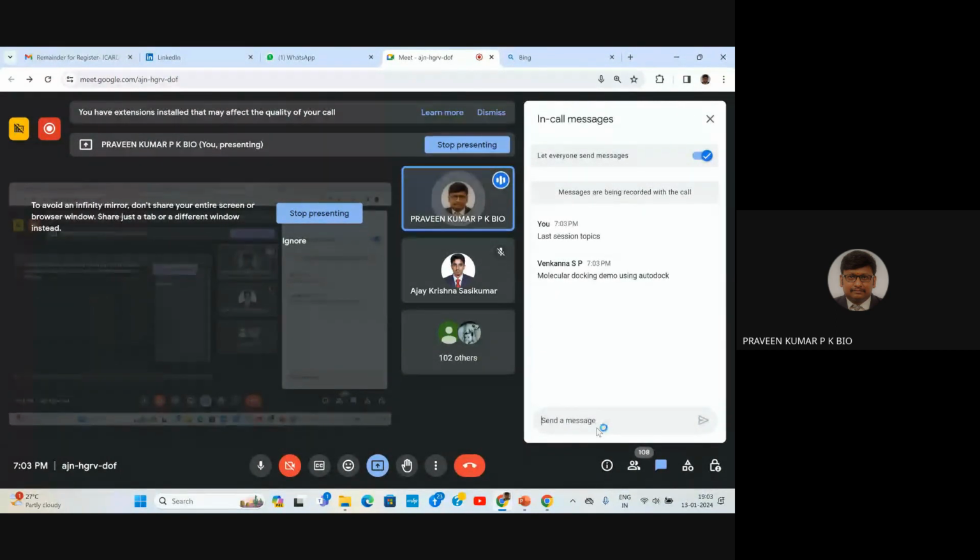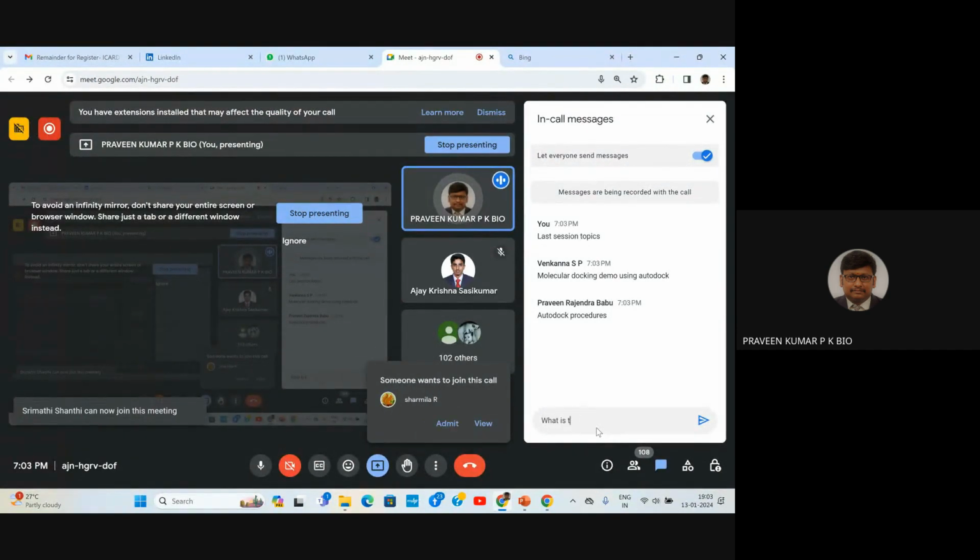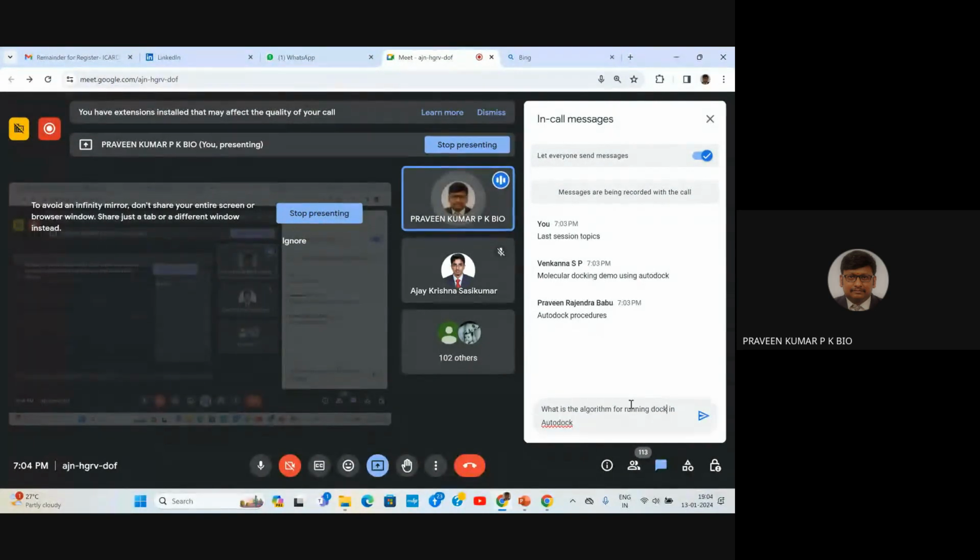Yes, good. We have gone for molecular docking demo using AutoDock. So I can ask you a few questions on AutoDock. So what is the algorithm we have used yesterday in AutoDock? Actually, we have used an algorithm for running the AutoDock, isn't it? So what is the algorithm we have used for running dock in AutoDock?